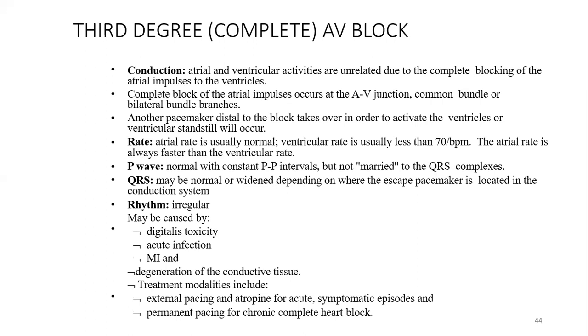The rhythm is irregular and may be caused by digitalis toxicity, acute infection, MI, degeneration of the conductive tissue. Treatments include pacemakers, use of atropine, and permanent pacing can be done for chronic complete heart block.